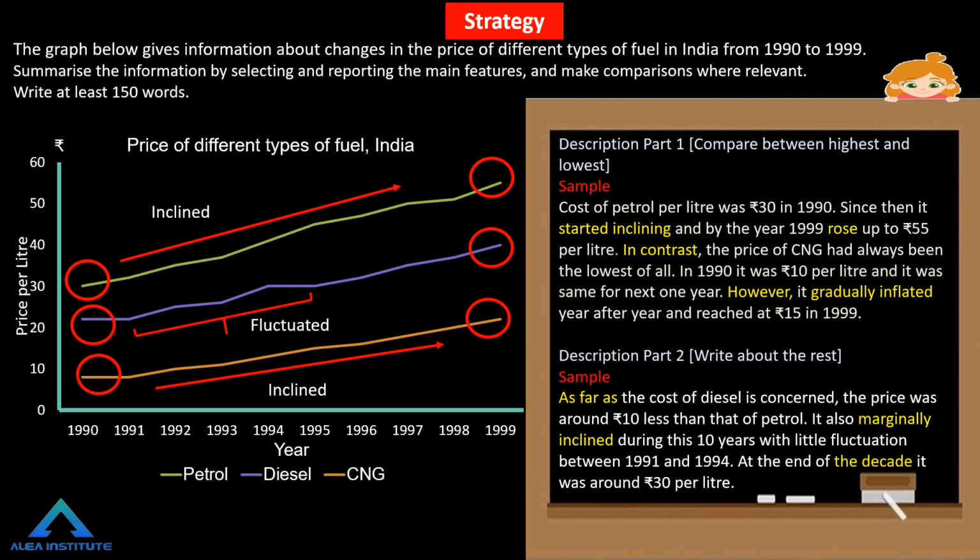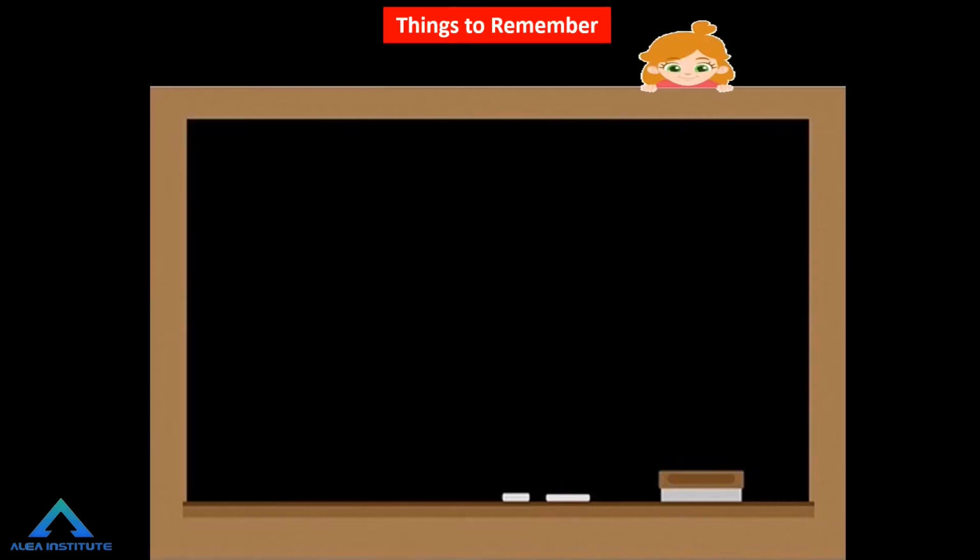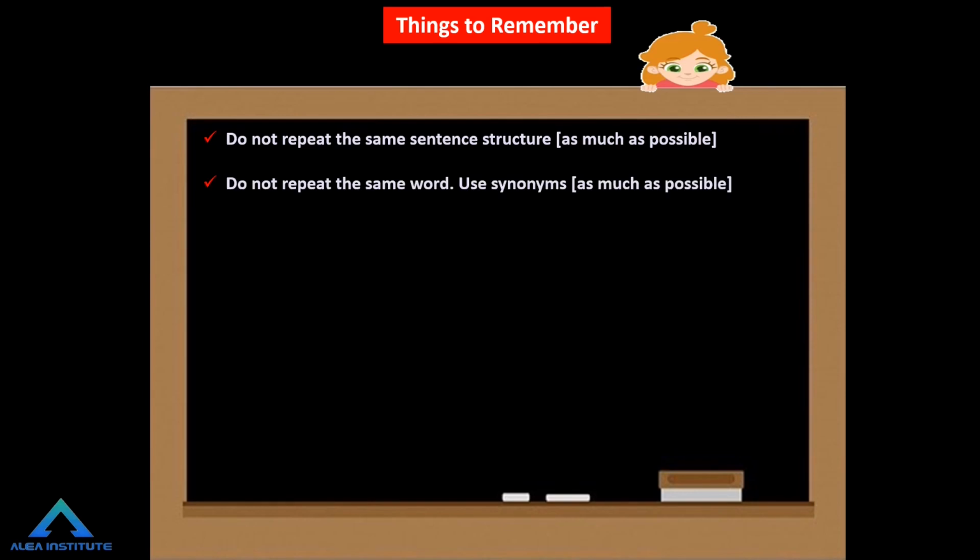So, things that we should remember while writing IELTS Academic Writing Task 1. We should not repeat the same sentence structure as much as possible. We should not repeat the same word. We will try to use synonyms as much as possible so that we can show the examiner that we have good lexical resource.